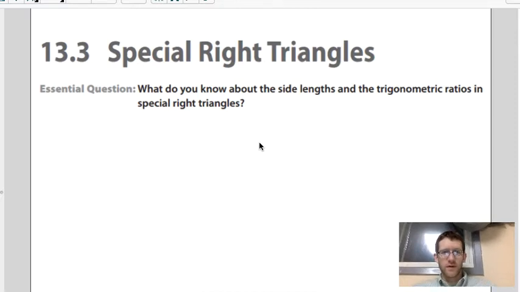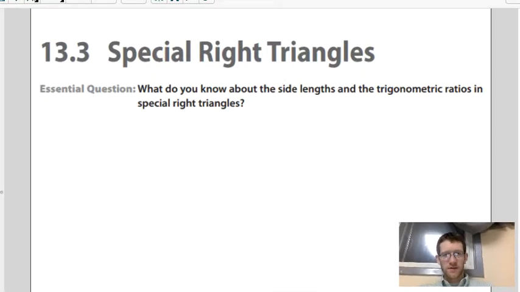We are doing 13.3 special right triangles, and this one's kind of funny because the whole point of doing special right triangles is it allows us to skip ahead and find some shortcuts for trig, so we don't have to use as much trig or set up those baseline trig equations. And I'll show you what I mean here in a second.